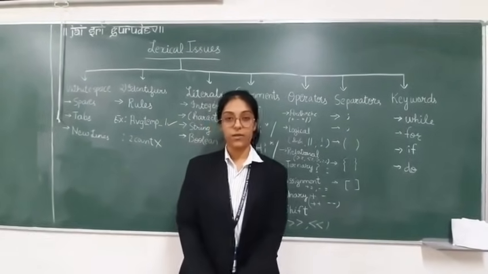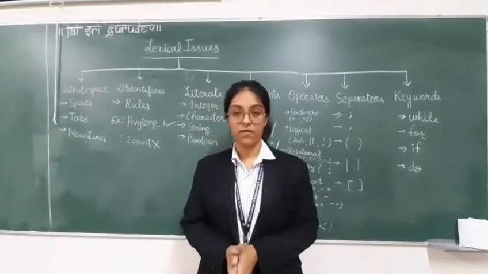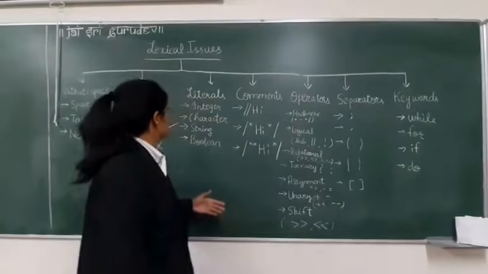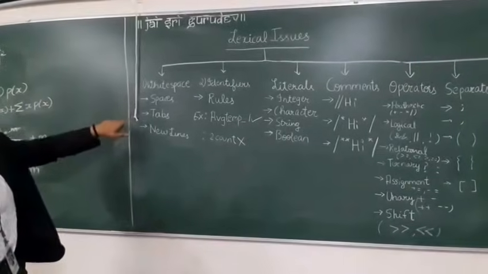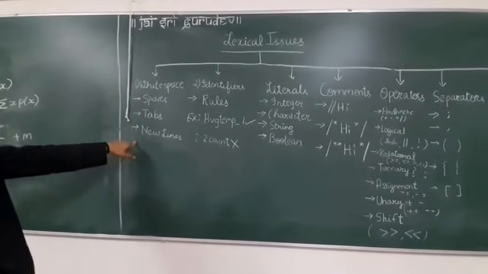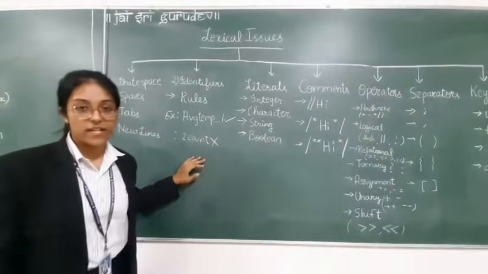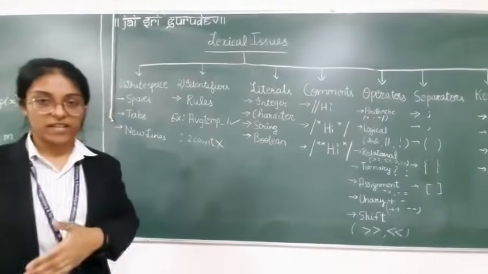So lexical issues are the errors that come during the compilation of a Java program. We have 7 different types of lexical issues. First is white space, which basically includes the spaces, the tab space and the new lines. Second comes identifiers. These are the names given to variables, classes and objects. We have certain rules to name a specific class or an object.